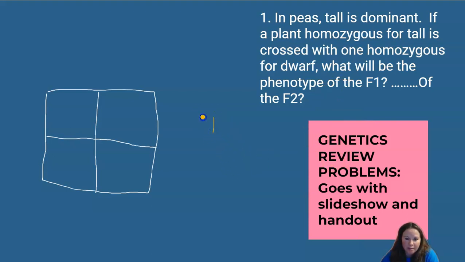Sometimes I like to make a little key for myself, and I like to pick letters to specify the genotypes I'm going to use to show the phenotypes. So I'm going to use a capital T for tall, and then I'm going to use a lowercase t for dwarf or short.